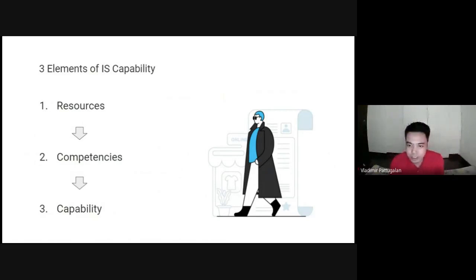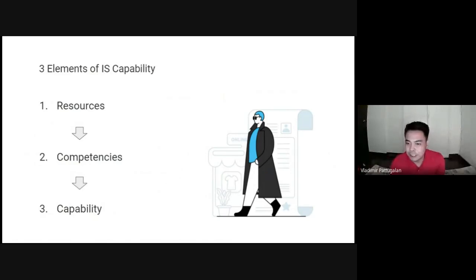So first is resources, second is competencies, and third is capability. Now, when we talk about resources, it talks about the assets that the firm or the company owns and controls. So it can be information, it can be licensed technology or knowledge of it, and other stuff like that. And then the competencies is the ability of the firm or the company to use their resources to generate value.